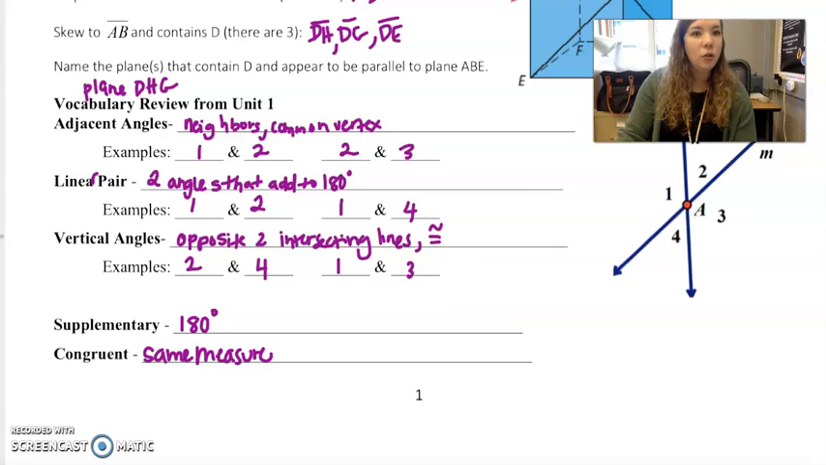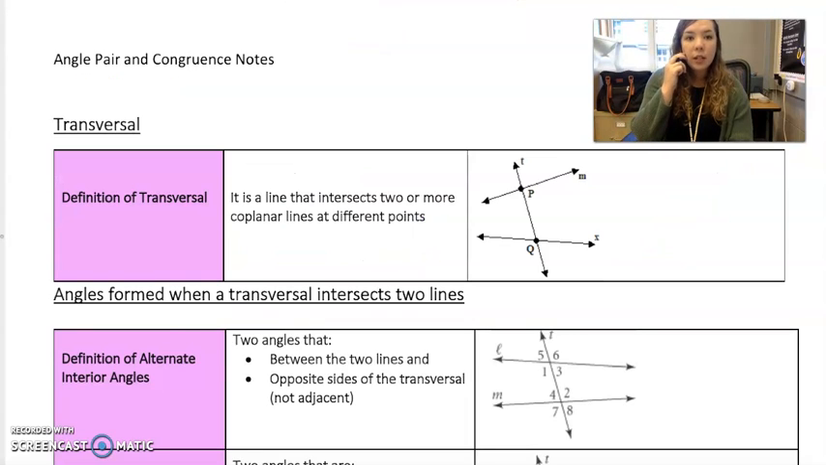All right, next page. Transversal. The definition of a transversal is a line that intersects two or more other lines. So there is a picture example here on the right for you. Again, they are going to be coplanar. Lines can't intersect if they're not in the same plane.